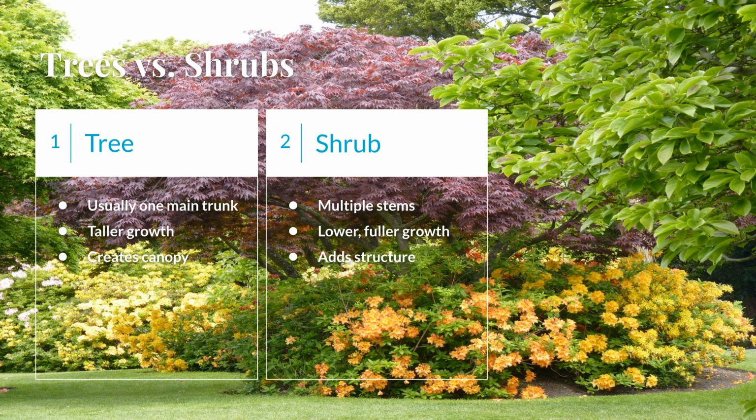Let's start with the two groups students confuse most often: trees and shrubs. Trees generally have a single trunk and grow tall enough to create a canopy. Shrubs usually have several stems that emerge near the ground, giving them a fuller appearance. There are exceptions, of course, but this simple rule works for most landscape plants. When you encounter an unfamiliar plant, one of your first questions should be, is this functioning as a tree or as a shrub? That simple question immediately narrows your choices.